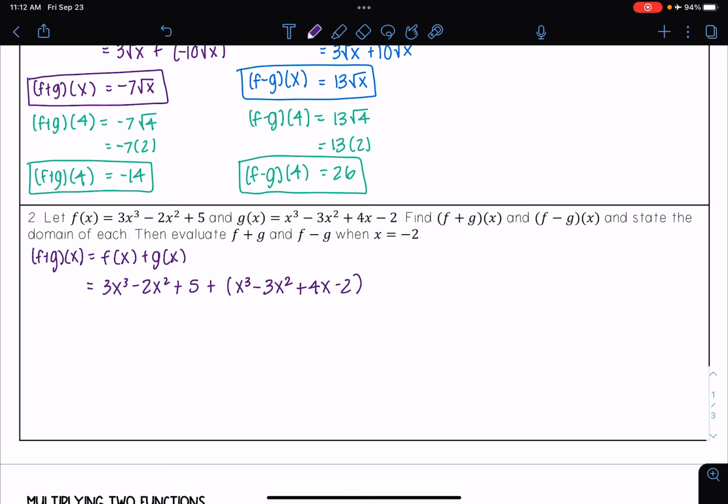So combining like terms, I have 3x cubed plus x cubed to get 4x cubed. Negative 2x squared minus 3x squared to get negative 5x squared. I only have one x term, so plus 4x. And then 5 minus 2 to get 3.